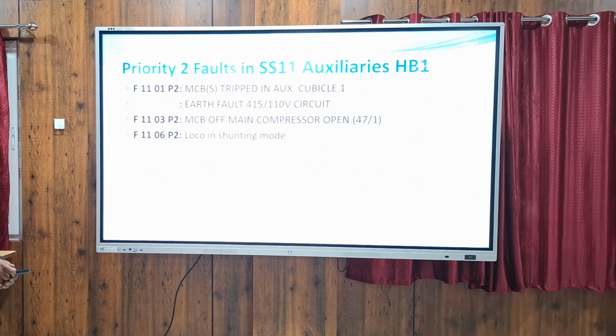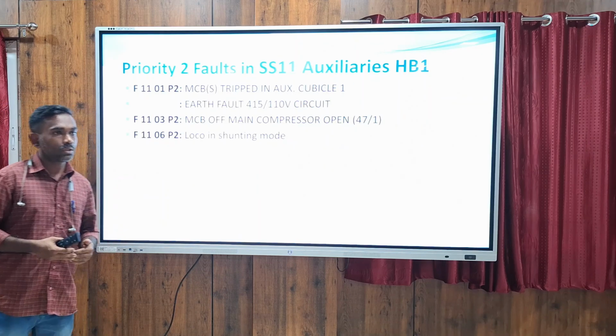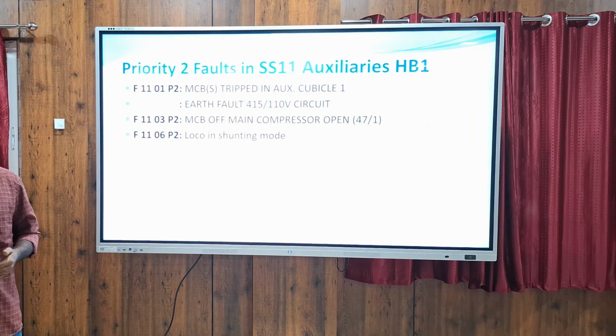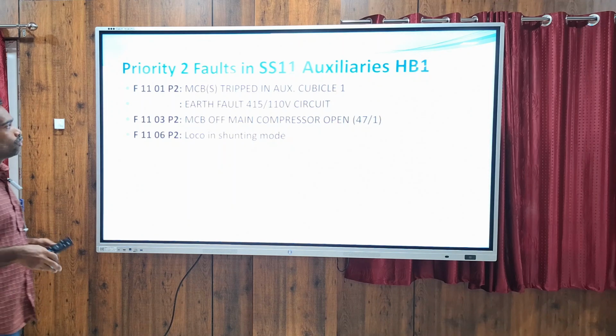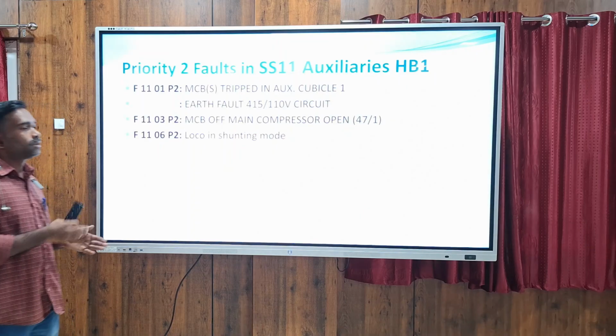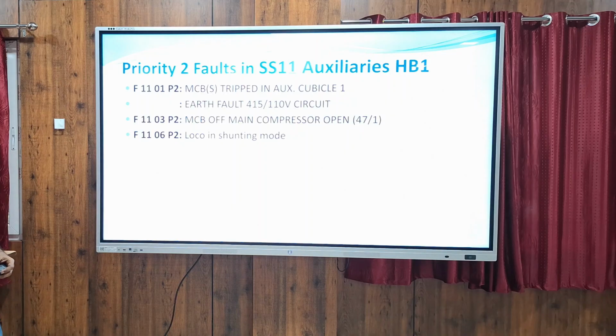Then auxiliary machines, auxiliary cubicle HB1. Here our auxiliary motors are controlled through some MCBs. So this MCB feedback is whether it is tripped or not. That feedback is going to VCU. So once any MCB is tripped, that particular message will come: MCB tripped in auxiliary cubicle.